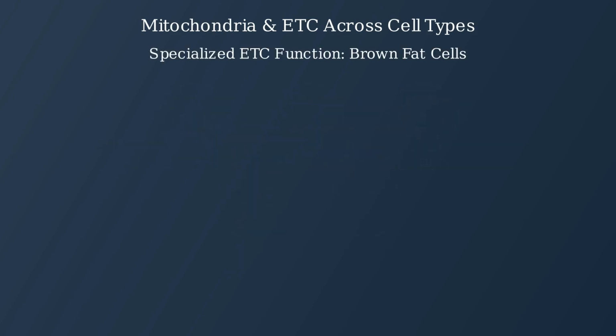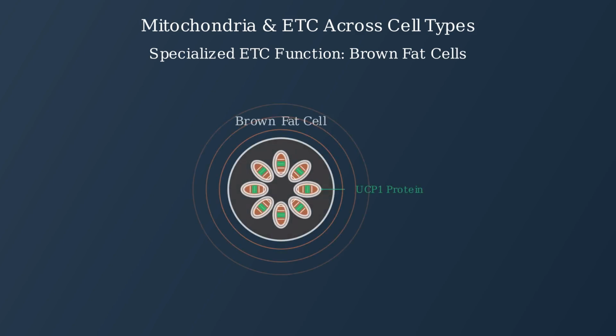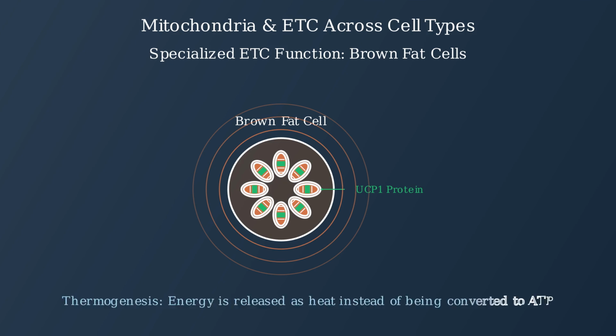Perhaps one of the most fascinating examples of specialized electron transport chain function occurs in brown adipose tissue. Brown fat cells contain numerous mitochondria with a special protein called uncoupling protein 1, or UCP1. This protein creates a pathway that allows protons to flow back into the mitochondrial matrix without generating ATP. This uncoupling process converts the energy of the proton gradient directly into heat rather than ATP synthesis. This process, called thermogenesis, is crucial for maintaining body temperature, especially in infants and during cold exposure in adults.